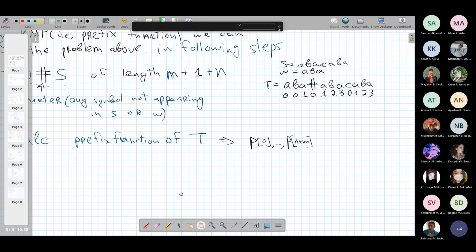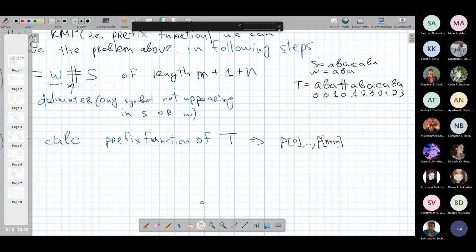Okay. So what would be the answer? How to find the occurrences of the word ABA in that string, assuming that we know the prefix function?